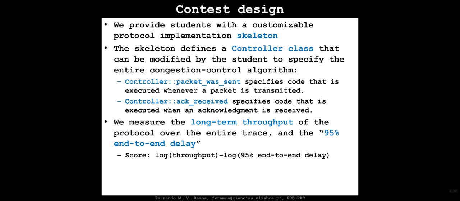In terms of metrics, we will measure the long-term throughput of the protocol over the entire trace and the delay. The delay is a very specific type of delay, end-to-end delay, also called signal delay, and we use the 95th percentile because we want to guarantee that delay is always, or most of the time, below a certain level, that it's not very high. End-to-end delay is good from the application point of view. If you have a video application, it cares more about end-to-end delay than, for example, per-packet delay. And then the score is calculated using this formula.